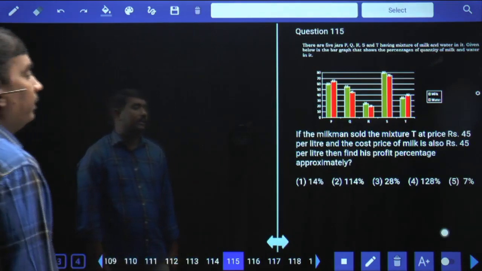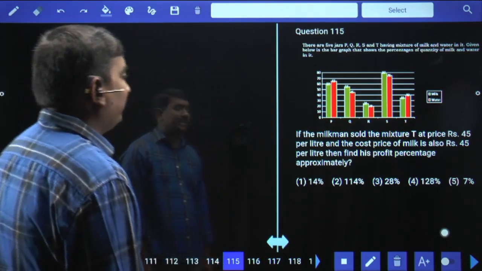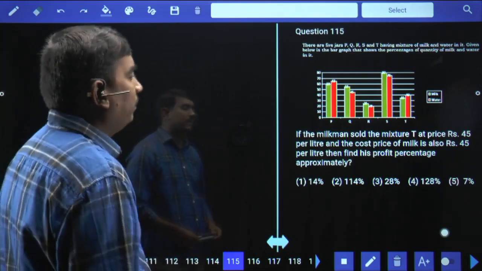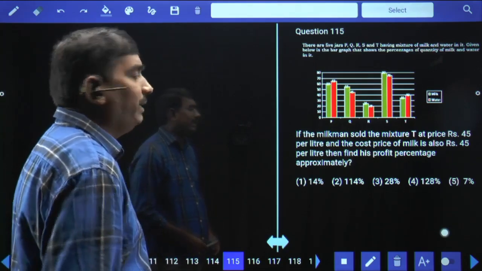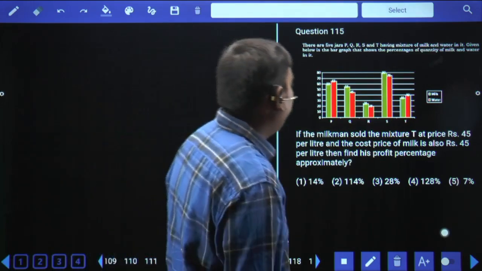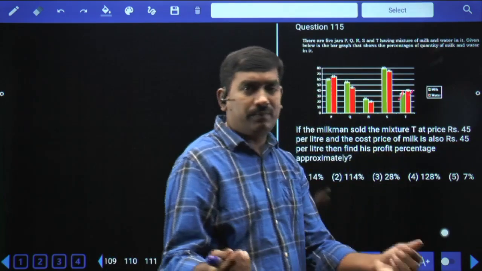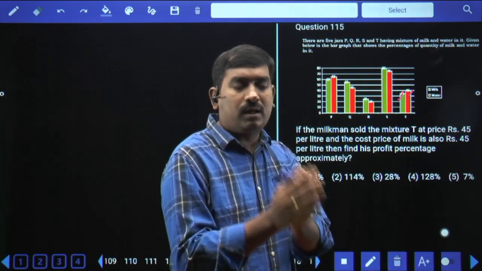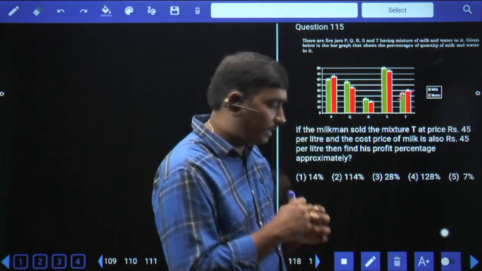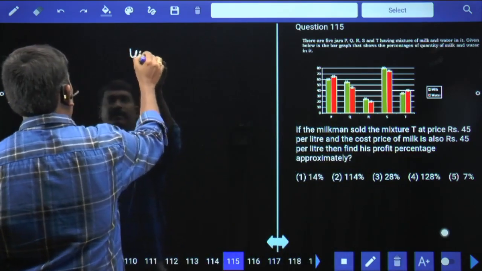Next. If the milkman sold the mixture tea at a price of 45 rupees per liter and the cost price of the milk is also 45 rupees per liter, then find his profit percentage approximately. Mixture tea: milk is 35, water is 40. Water is free of cost. He paid only for 35 liters of milk, but the 40 liters of water he sells exactly. That 40 liters is nothing but profit on the price of 35 liters.